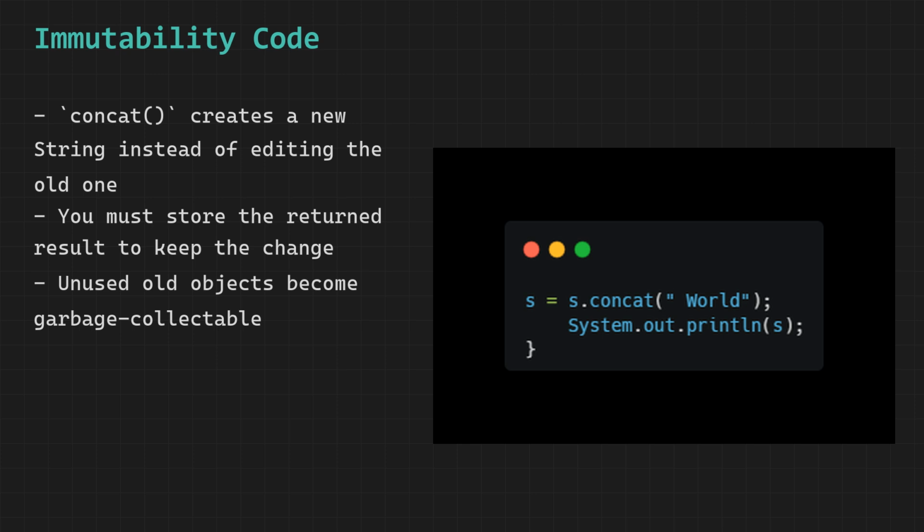The original hello object is now abandoned. No variable is pointing to it anymore. Java's garbage collector will eventually find it and clean it up from memory. The output is hello on the first line and hello world on the second line. The key lesson here is that strings in Java never change. Every operation that looks like it is modifying a string is actually creating a brand new object behind the scenes. If you do not capture the result by assigning it back to a variable, you will lose it completely and your original string will remain exactly as it was.